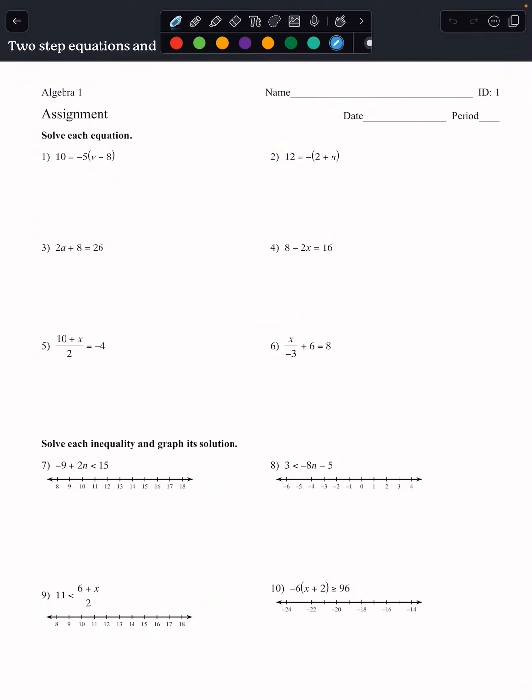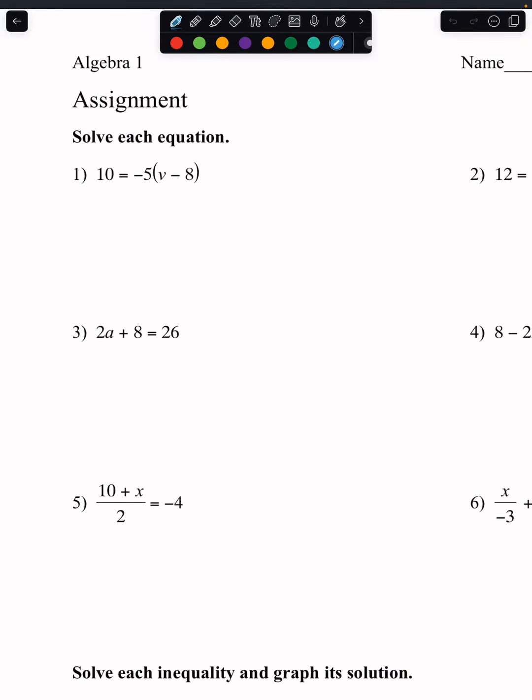In this video, we're going to be doing two-step equations and two-step inequalities. If you can do the one steps, you can do two steps because one and two steps are very similar. Pretty much your two steps are just two one-step equations in one. So let's go ahead and get started right here with number one.